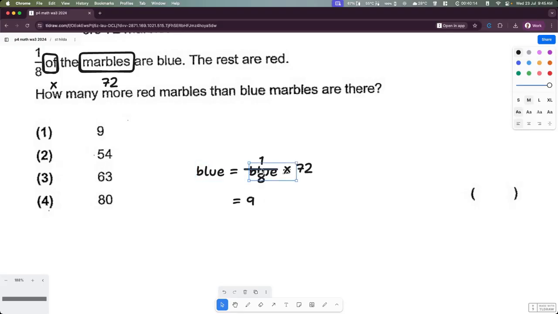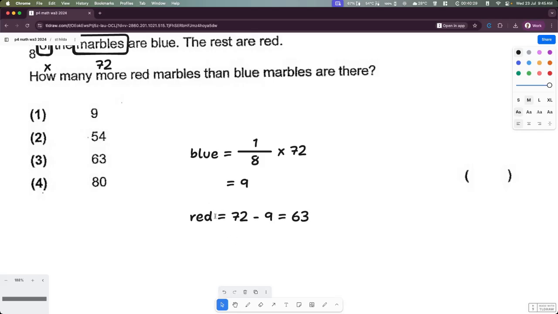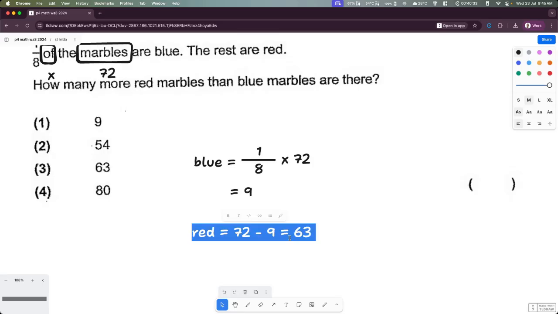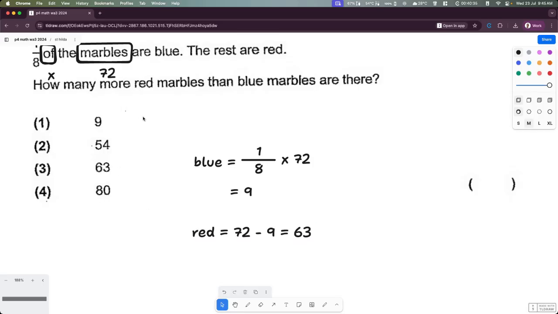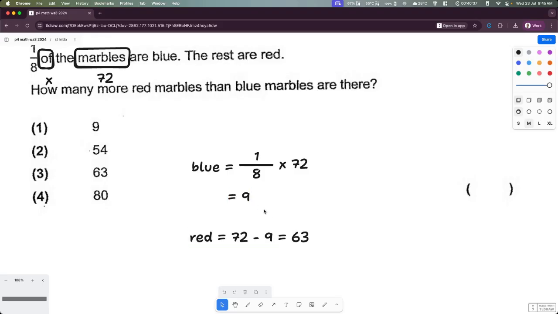How much is red? I will say the easiest way is to minus. So red is equal to our total 72 minus blue 9. This becomes 63, so red is 63. Always read the question, because sometimes you think, oh yeah, it's 63, the answer is 63. No, no, no. We still need to minus 63 and 9.